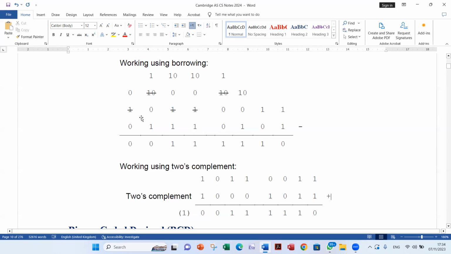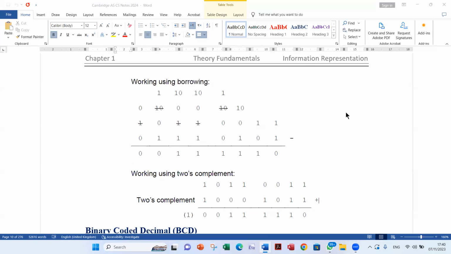This is the original question, and this is the 2's complement. Take some time to work them yourself, and then, inshallah, you get the same answer. Thank you very much for your patience.